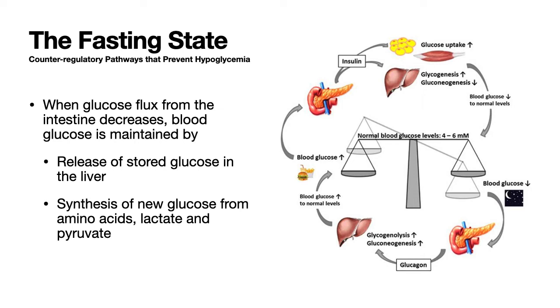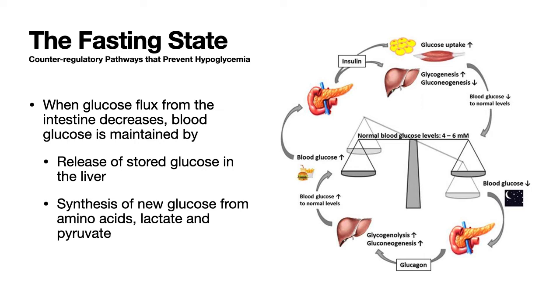So, what happens here? When glucose flux from the intestine decreases because the organism did not eat or is not able to eat, blood glucose is maintained by the release of stored glucose in the liver and the synthesis of new glucose from amino acids, lactate, and pyruvate.